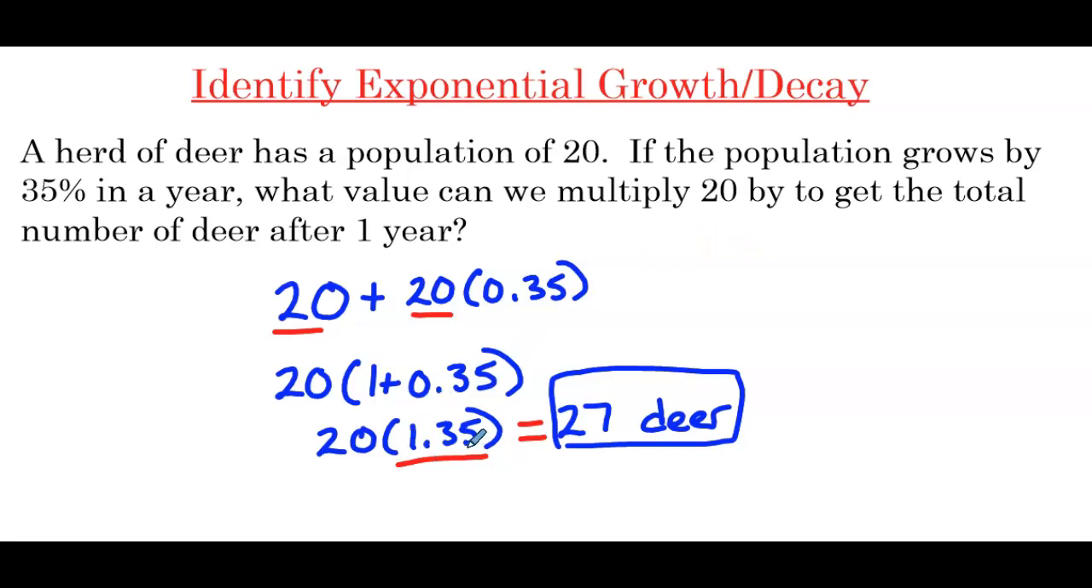But why 1.35? Well, if we think about how we set it up in that first line, we took the population that existed, which is 100% of the deer that are there, and we added 35% on. Well, what's 100% plus 35%? That would be 135%, which in decimal form would be 1.35. So this percentage equivalent is 135%, which indicates we have the initial population plus 35% extra.